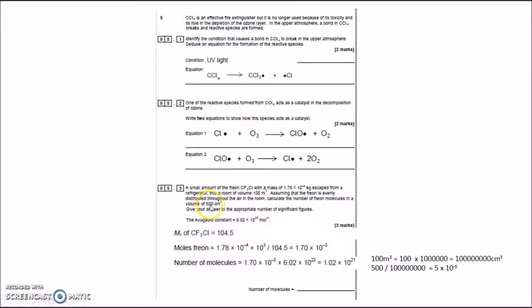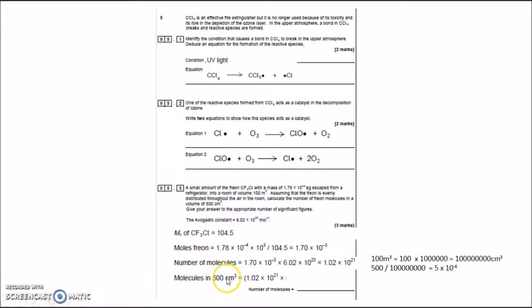I only need 500 centimetre cubed, so I'm going to do a fraction. 500 divided by 1 times 10 to the power of 8 is 5 times 10 to the minus 6. That is how much I've got to scale down by. I know how many particles are in 100 metre cubed, so I need to scale down to work out how many particles are only in a 500 centimetre cubed sample.